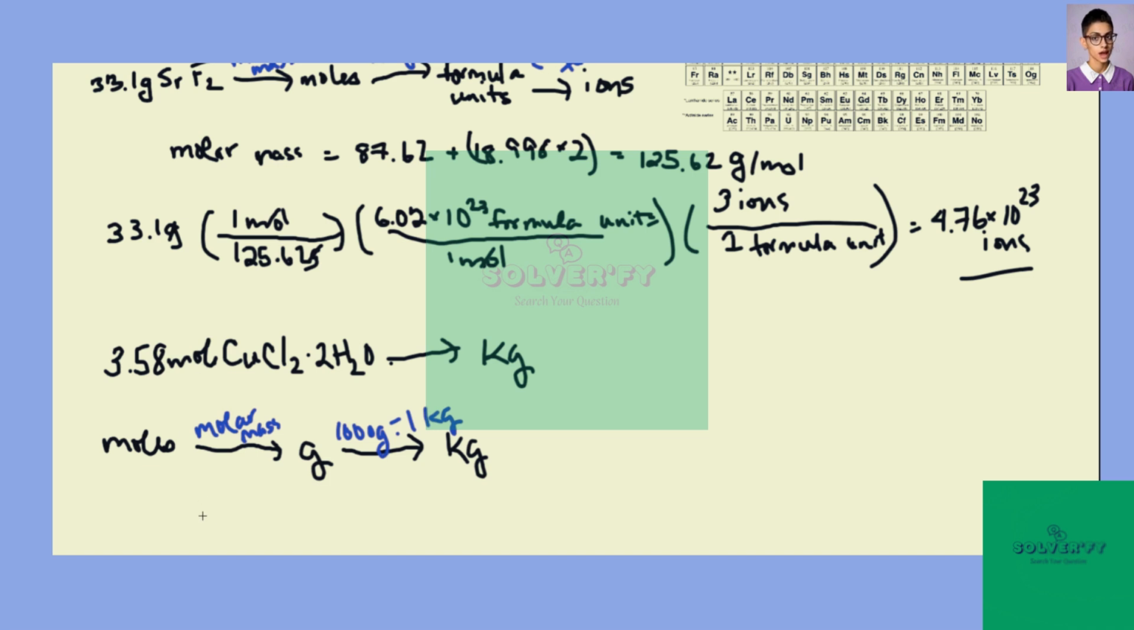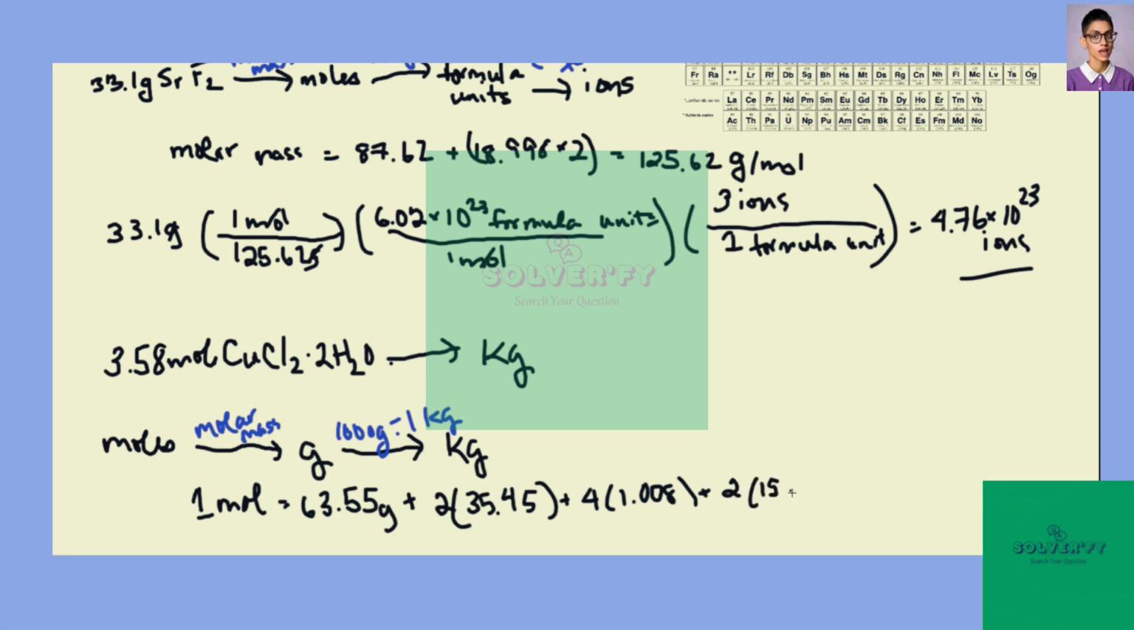So it will be the molar mass of copper, which is 63.55 grams, plus 2 times the molar mass of chlorine, which is 35.45, plus 2 times 2, or 4, times the mass of hydrogen, plus 2 oxygens, which equals 170.48 grams.